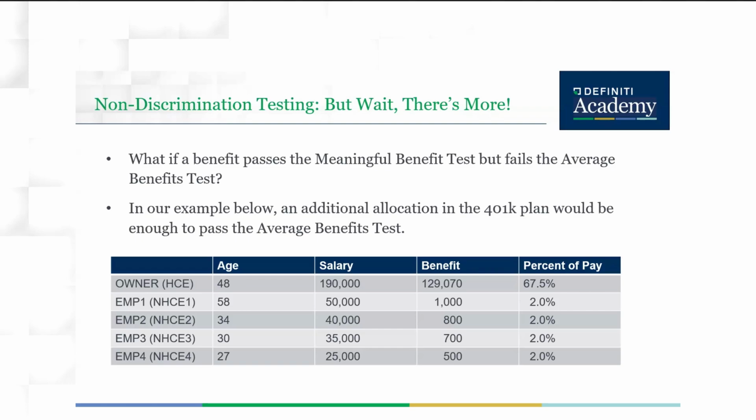So this is the same table as two tables ago, just to refresh your memory. And we're making the comment here that an additional allocation in the 401(k) plan would be needed to pass the average test. So go ahead, go to the next one.